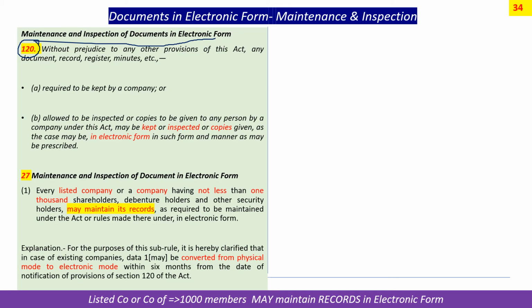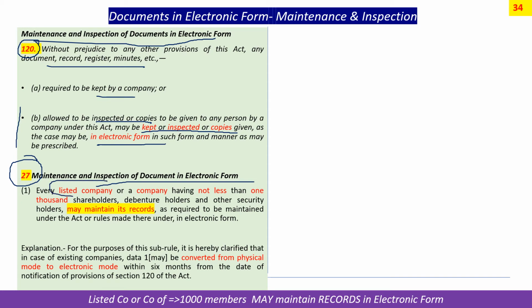It says, all documents, records, and registers required to be kept by a company are allowed to be inspected or copies taken, and for that purpose they are kept, inspected, or copies given in an electronic form. There need not have to be physical handing over of the copies. Rule 27 says to give this you have to maintain inspection documents in electronic form.